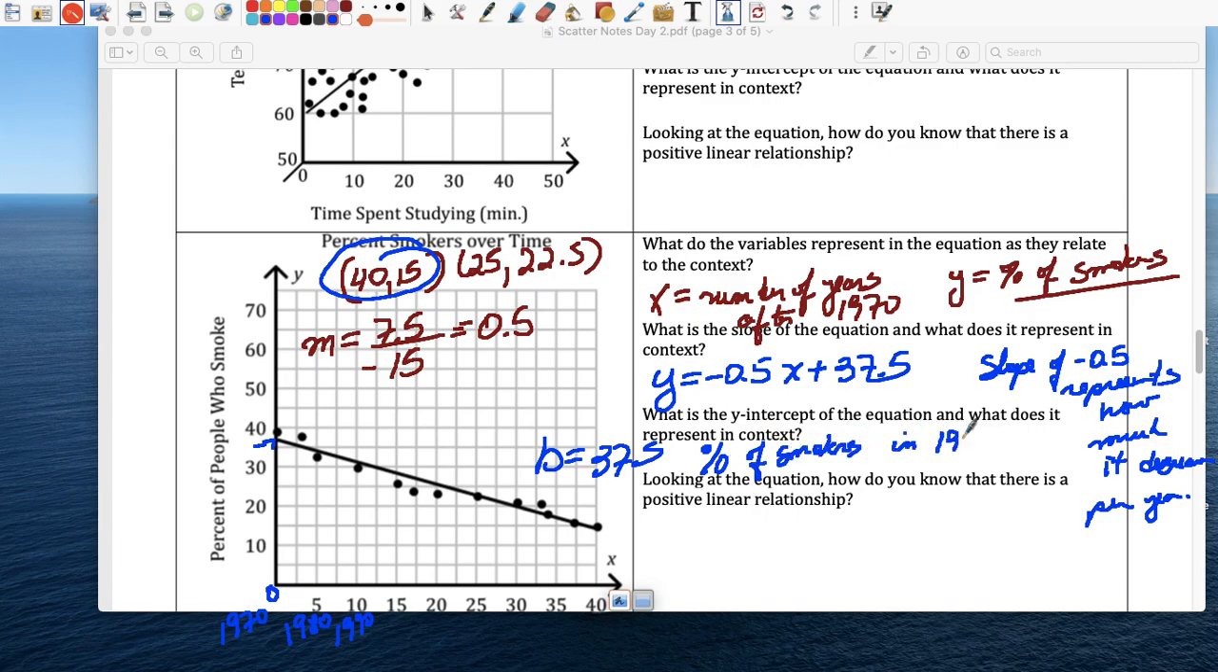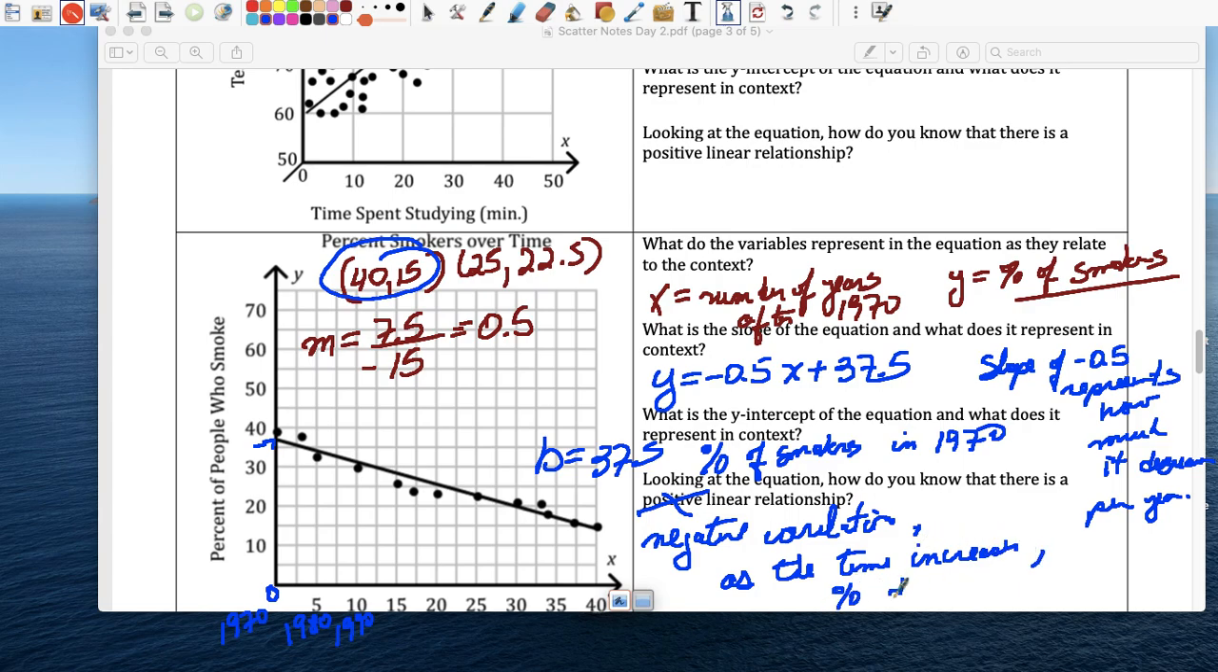1970. Okay? Looking at the equation, how do you know there's a positive linear relationship? That's wrong. It should be a negative correlation. The slope is negative, and how do we know that? Well, one other thing we can tell is as time increases, percent decreases. So remember, when there's a negative correlation, one goes up, the other one goes down. All right?